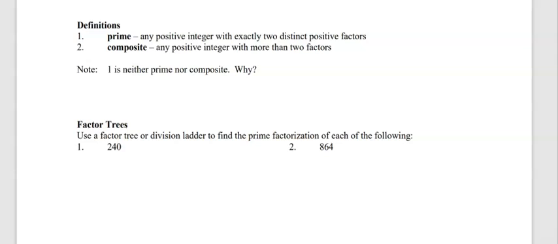Now, I do want you to note that 1 is neither prime nor composite because 1 is only divisible by 1. And by definition, a prime has to have 2 distinct factors, and that means 2 different factors. So 1 is only divisible by 1. Yes, 1 times 1 is 1, but that's not 2 distinct factors. That's the same factor. And so that's the why on why 1 is neither prime nor composite.